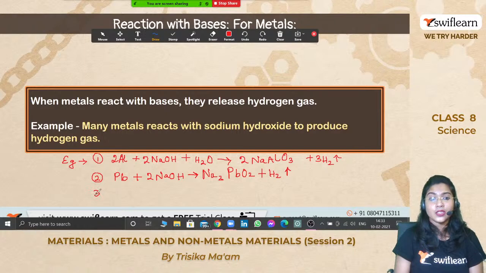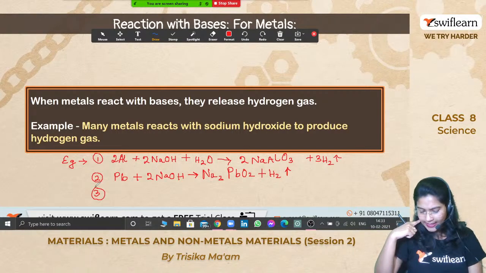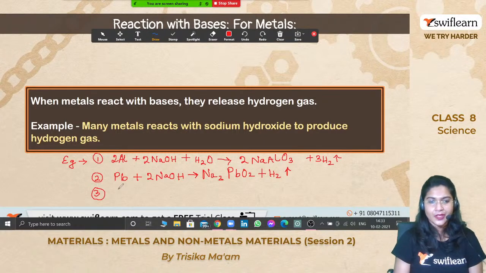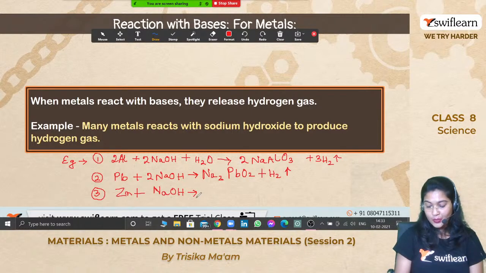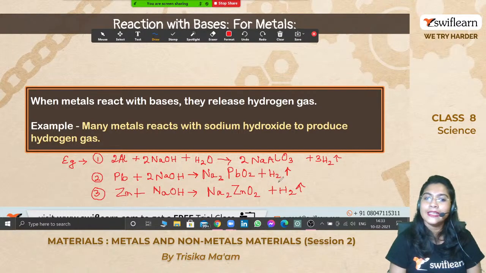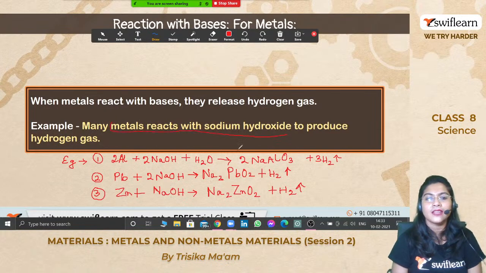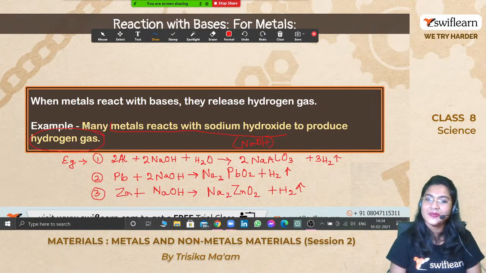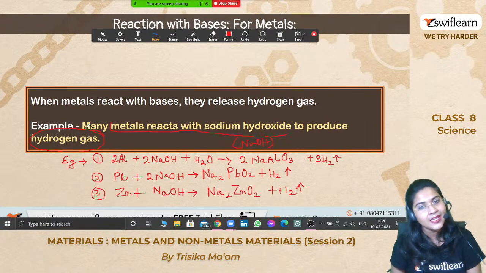Now let us move on to the third example. What another metal do you want me to take? Okay, let me take zinc. When zinc reacts with NaOH, what do we find? Sodium zincate, that is Na2ZnO2, again with the formation of hydrogen gas. So over here you are clear that when any metal reacts with sodium hydroxide, NaOH, they produce hydrogen gas. Clear? You will be able to give different examples like this. Okay.